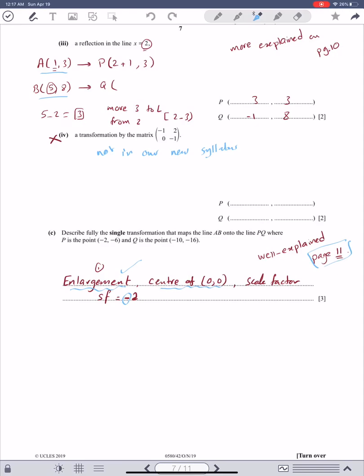Communicate with me if you need more help with transformations. We can use or solve transformations on other papers to help you more with this topic.